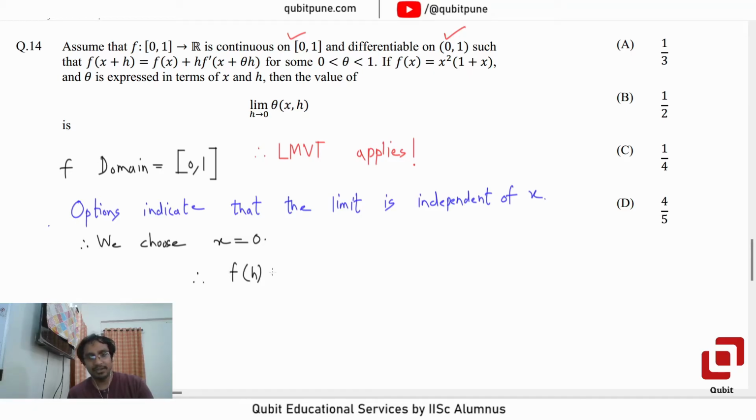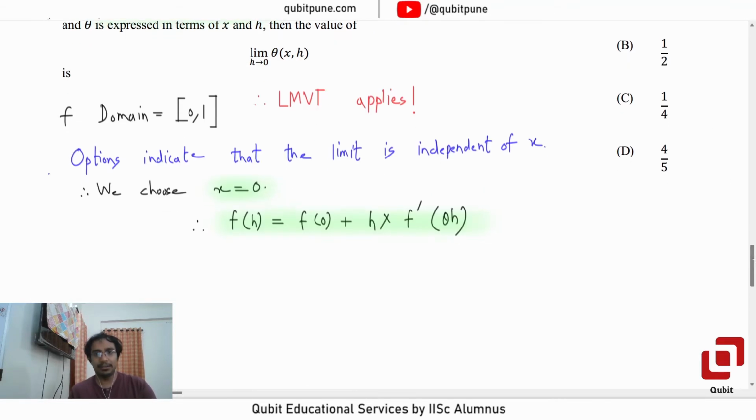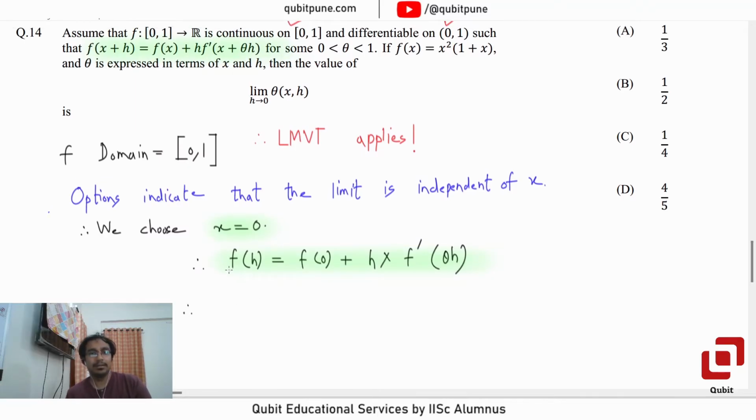f(h) equals f(0) plus h into f'(θh). So it's basically this equation that we are writing with x equal to 0. Now let's substitute the terms one by one. f(x) is x squared into (1 plus x), or I may write f(x) as x squared plus x cubed. Therefore, f(h) would be h squared plus h cubed, right?